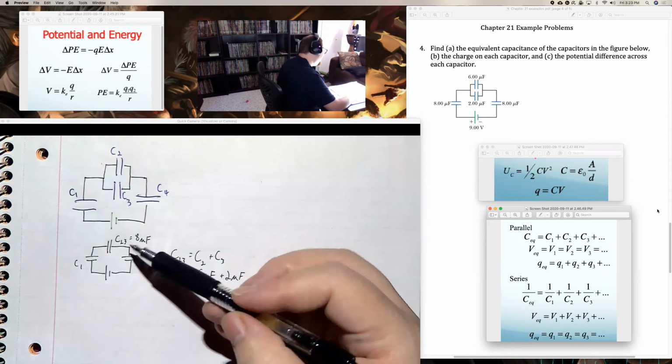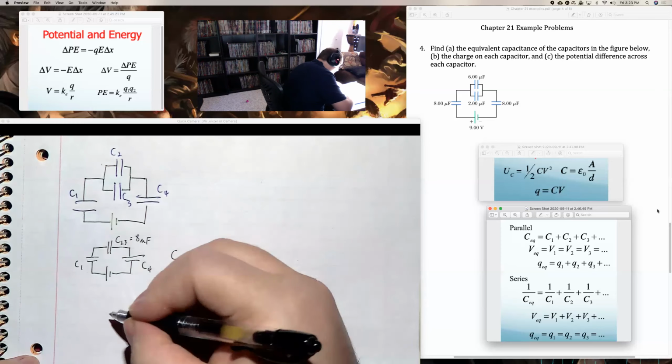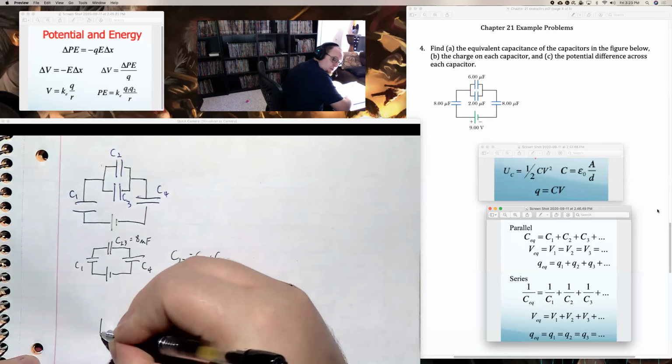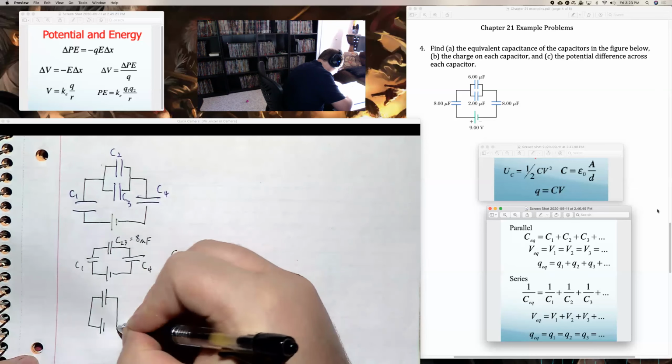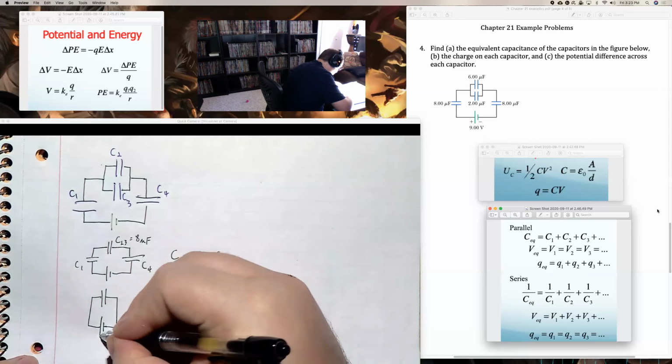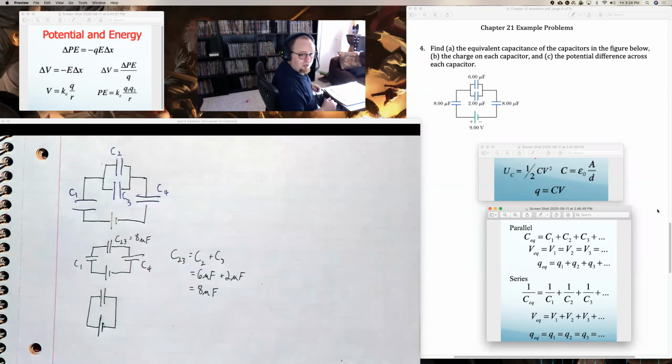Once I do that, I now have 3 capacitors in series. If I have 3 capacitors in series, I can make one equivalent capacitor. I gotta be careful. When I draw them, my batteries and capacitors sometimes look the same. That's why I normally try to color code things.